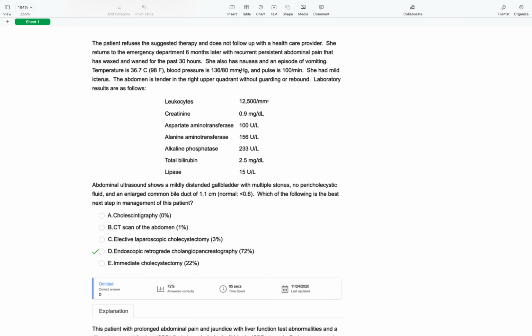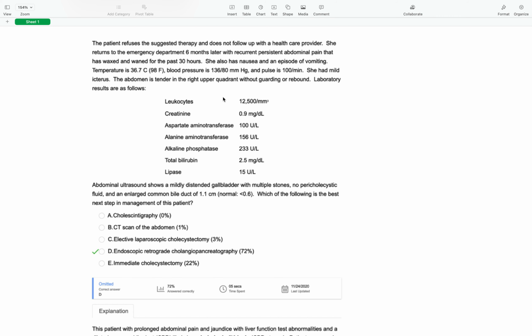So we have a patient who comes to the emergency department. He returns to the emergency department 6 months later with recurrent, persistent abdominal pain that has waxed and waned for the past 30 hours. Now, she also has nausea and episodes of vomiting. Temperature is normal, vitals normal. She has mild icterus.